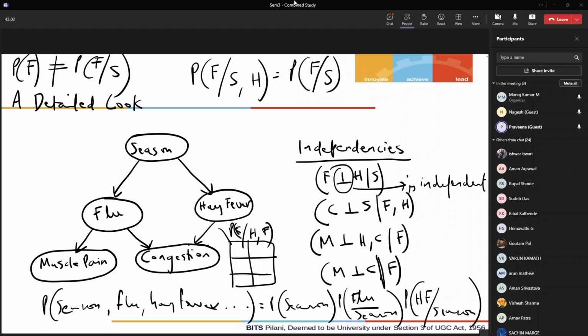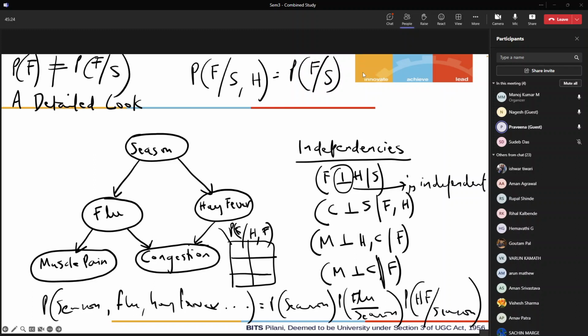So when we are expanding, if we had gone only with the chain rule, we would have had a lot of factors to consider, for which we would have had to calculate the probabilities, if we had not known this. For example, probability of flu given season and hay fever would have had to be expanded for both flu given season and season given hay fever.